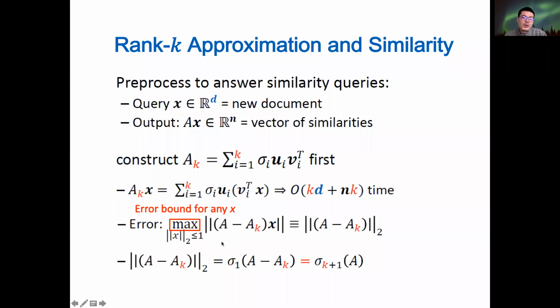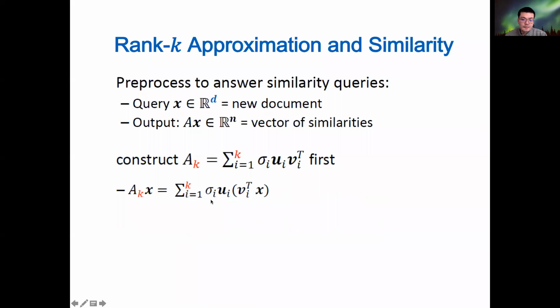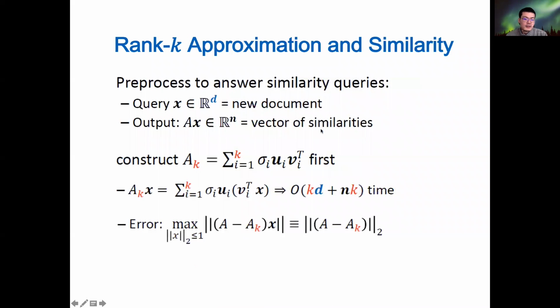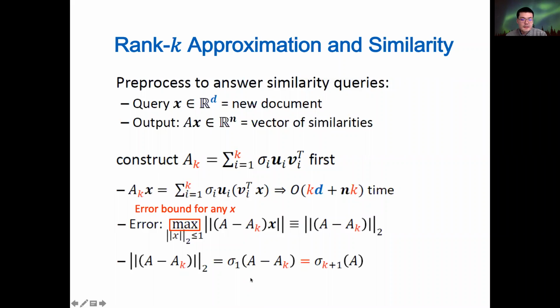But so far we only have this conclusion: we only know the 2 norm is sigma 1 of what's inside. So basically, we want to prove that this thing is equal to sigma k plus 1. We say that if you take A and remove the first k dimensions of information, then for the rest, if you look at the singular values, the first singular value will be sigma k plus 1. That's the next dimension.